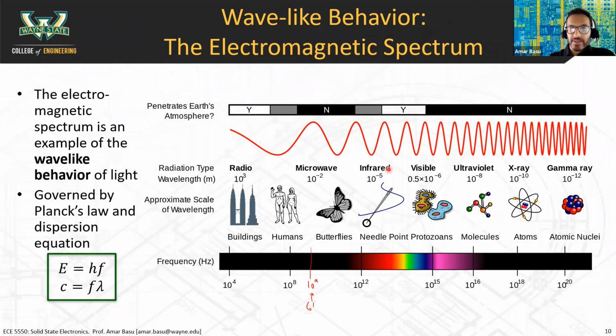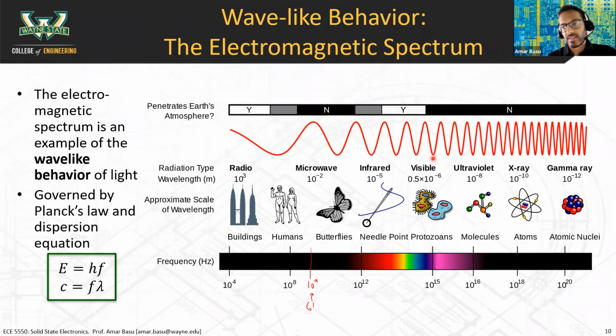Okay, so moving on, then there's the infrared portion of the spectrum. This is where the wavelengths are on the order of 10 to the negative 5, or the size of the point of a needle. This corresponds to greater than terahertz frequencies. And infrared imaging is used for night vision, things like that.